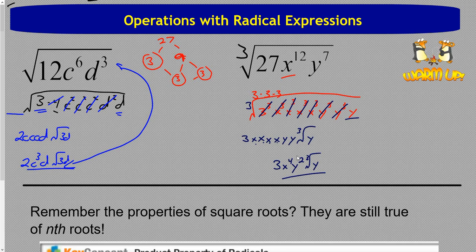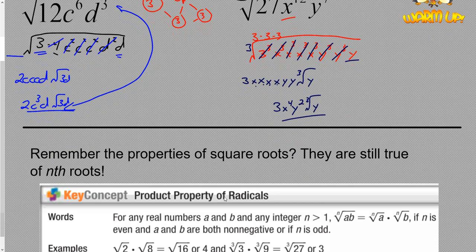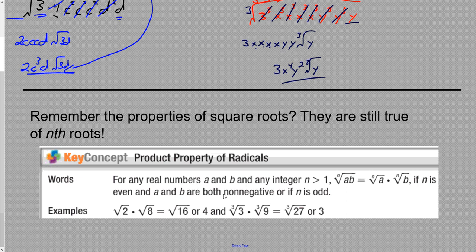Okay? Remember the properties of square roots we talked about, those are still true of nth roots. So if it's the cubed root, the 4th root, the 57th root, it doesn't matter. As long as the index of the root, meaning this part, these are square roots, but they could be cubed roots, as long as the index is the same, I can multiply the radicands, the thing inside the radical, right?